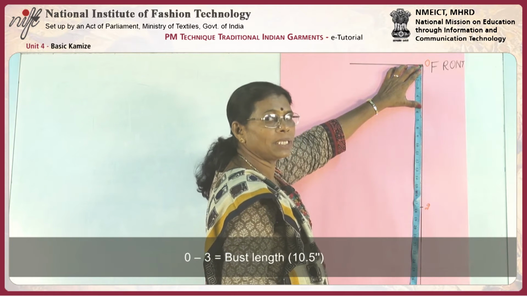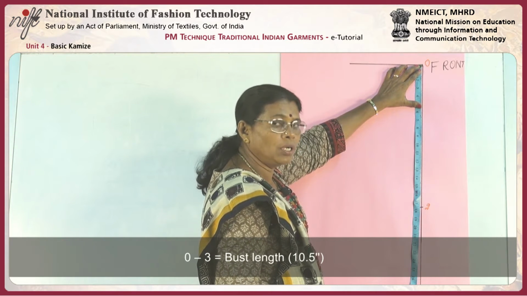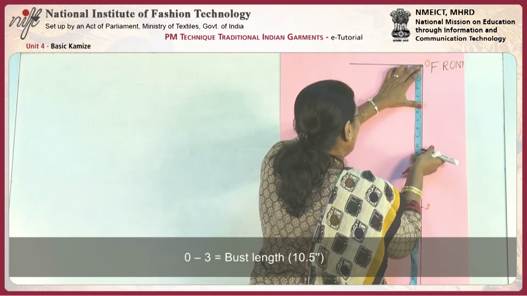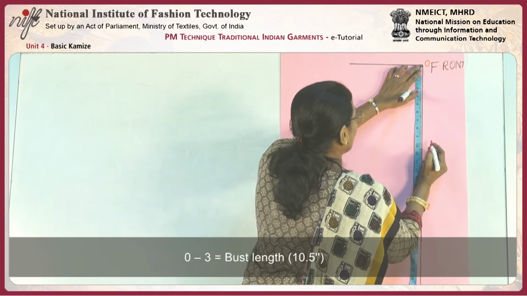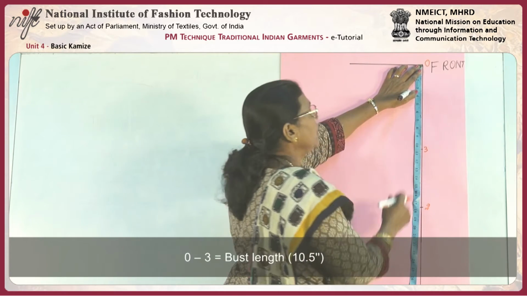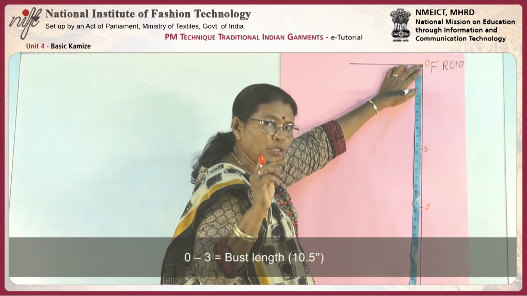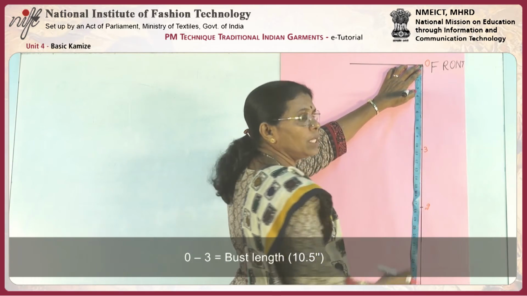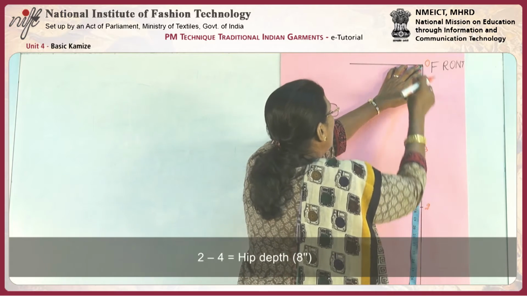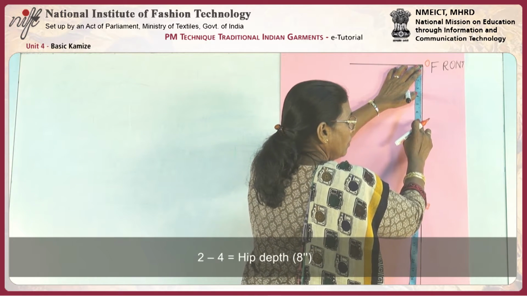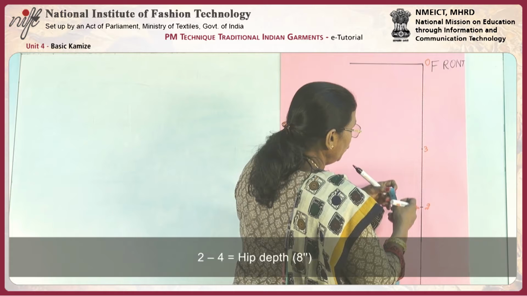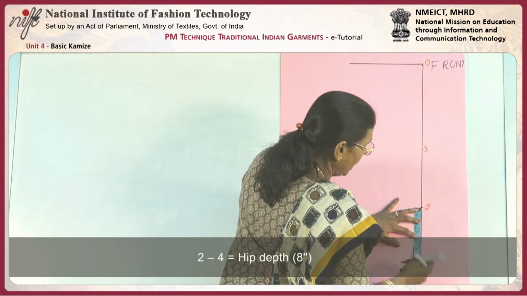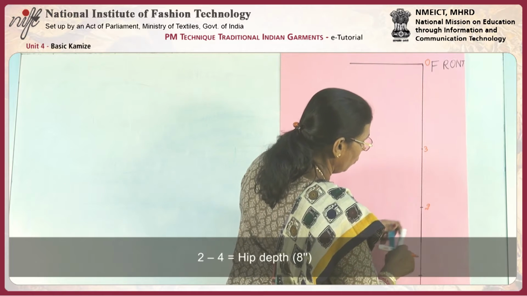You can take the bust height from the high point shoulder to the bust point and mark the measurement here, 10.5, that is 3. The measurement has to be taken from the high point shoulder to the bust point. That measurement is marked from 0 to 3 as bust height, and 2 to 4 is hip depth. Hip depth is 8 inches, and mark 4.